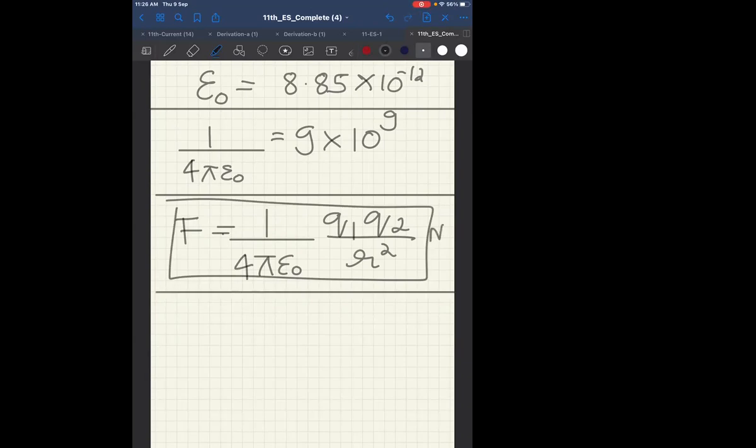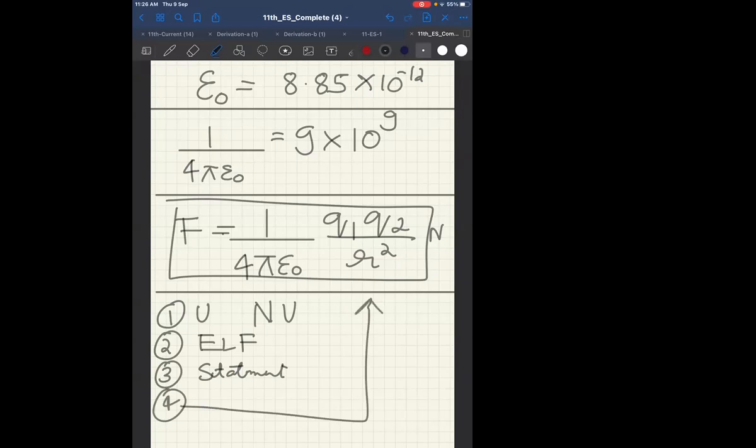Clear? So now for today's class, go through: first one is uniform electric field and non-uniform electric field. Second one, properties of electric lines of force. Third one, statement of Coulomb's law. And the fourth one is all three: formula, value of epsilon, value of 1 by 4 pi epsilon. Start.